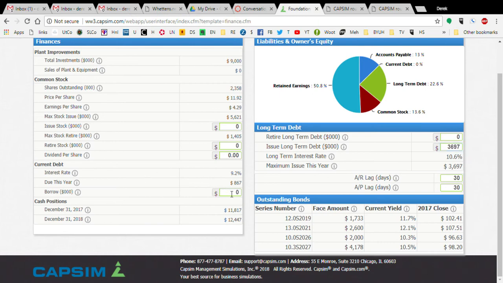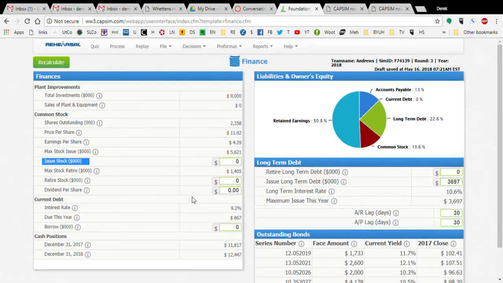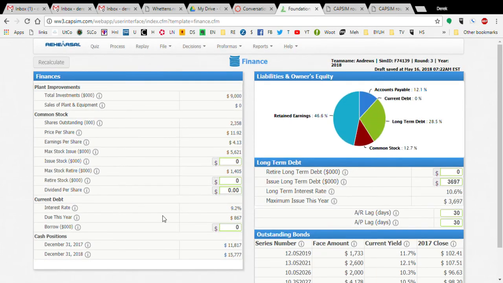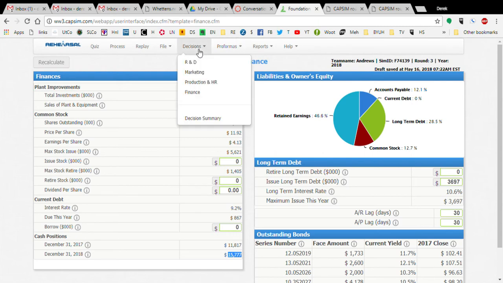You can also borrow money on a short-term loan, this current debt right here, or you can issue stock. It gives you a max, but I'm just going to borrow long-term debt. It's relatively cheap money. That's my first place I always go to borrow money. And now I've got $15 million anticipated at the end of the year. I'm nice and comfortable. I like having that money sitting around. I just do. So now I've done my 4 decisions.